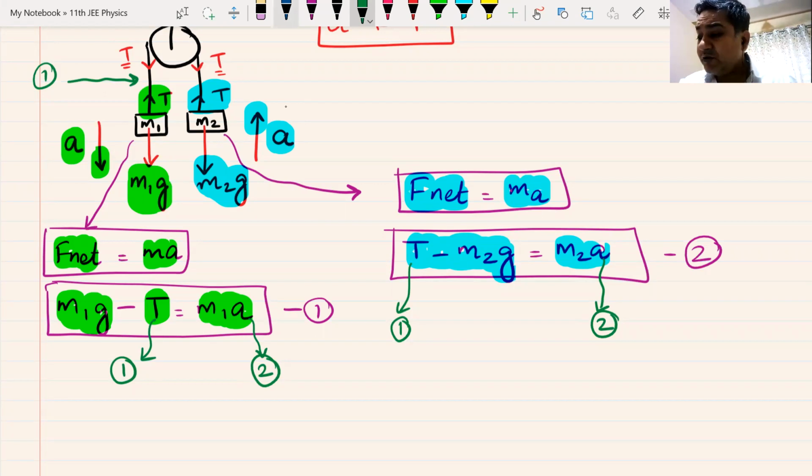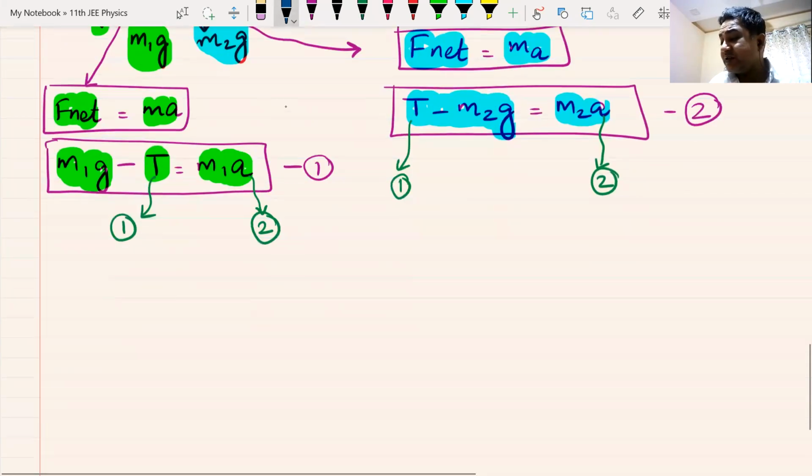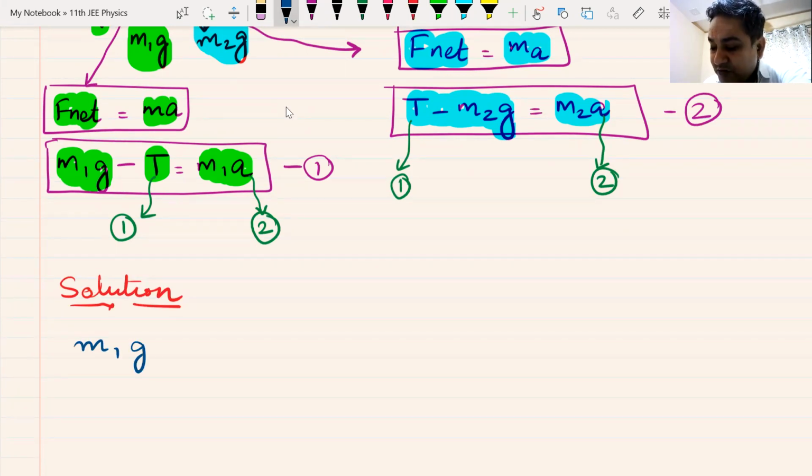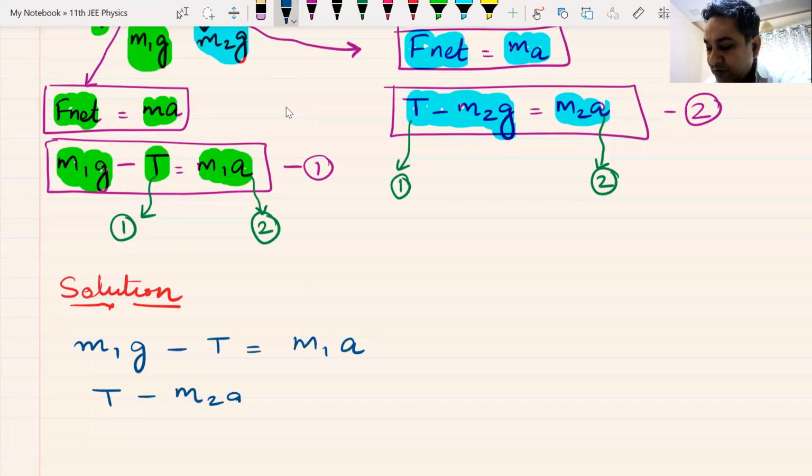The next step is, how do you solve this? I'll just write both the equations. It is a simple mathematical expression. I write the first equation, m1g minus T is equal to m1a. I write the second equation, T minus m2g is equal to m2a.